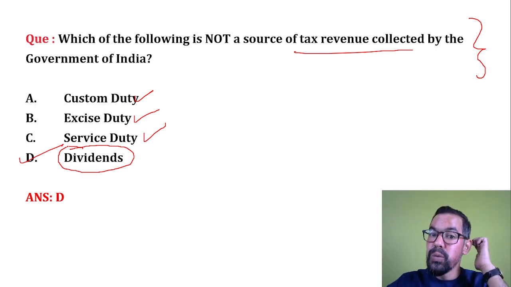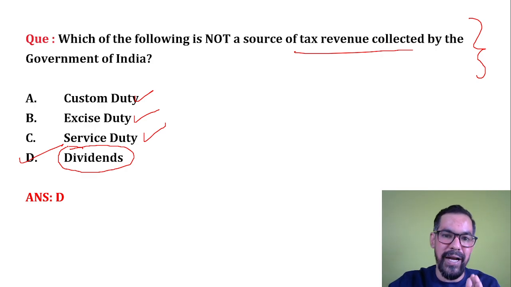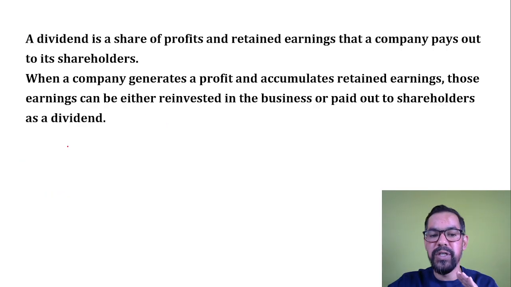So when they issue profit to their shareholders, that kind of earning is generally part of non-tax revenue. So dividend is generally part of non-tax revenue. So option D will be the correct answer for this particular one. Okay, so dividend is part of profit, we can say.